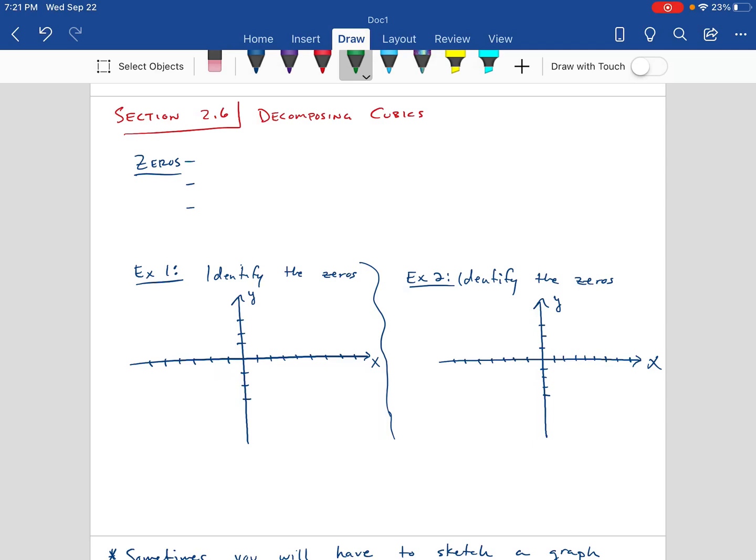Hi everyone. Today we are going over section 2.6, which is on decomposing cubics. Now we did cover this in 2 days in class. I am going to do both days in one video. Okay, so if you need the first day, it's the first half, and the second half will be the second day. All right, so the first thing we are going to start with are zeros.